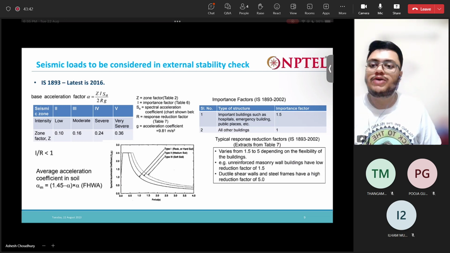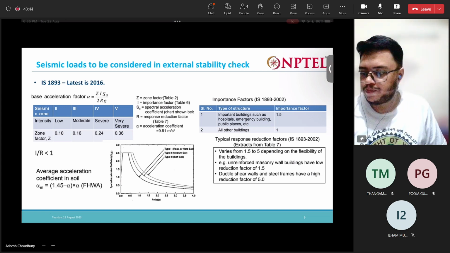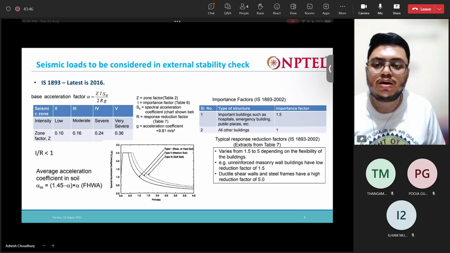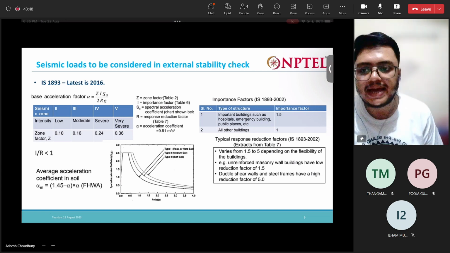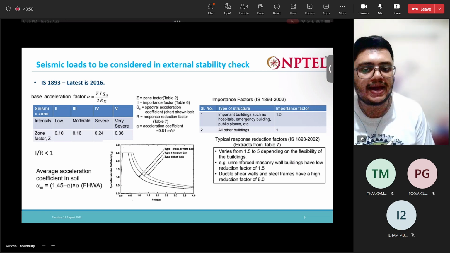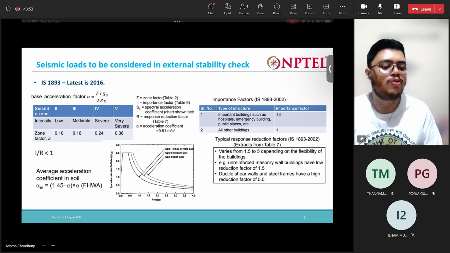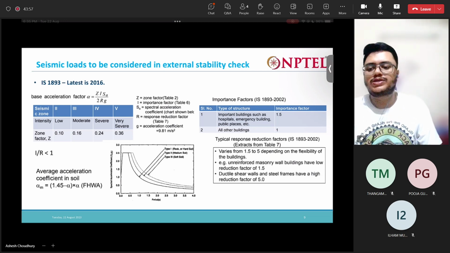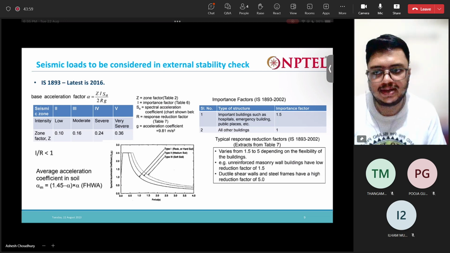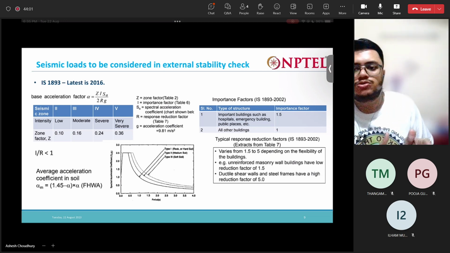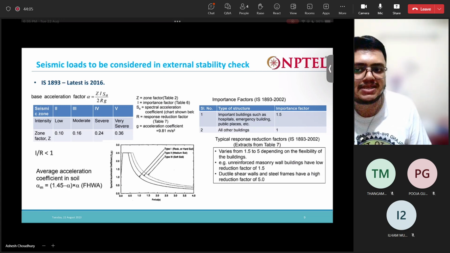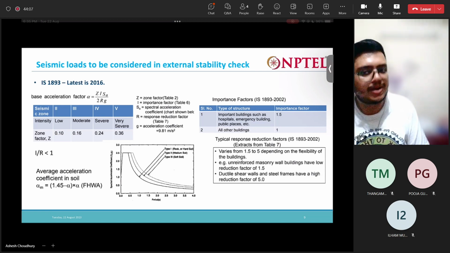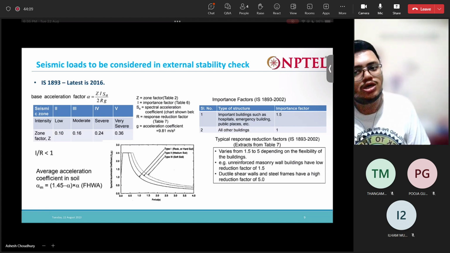Okay, so then we have the seismic loads. As we know, IS 1893 defines how these seismic loads are to be considered, right? The latest version is, I guess, IS 1893 2016. So first we have the base acceleration factor. This base acceleration factor consists of some parts. First is the zone factor, which is nothing but Z.